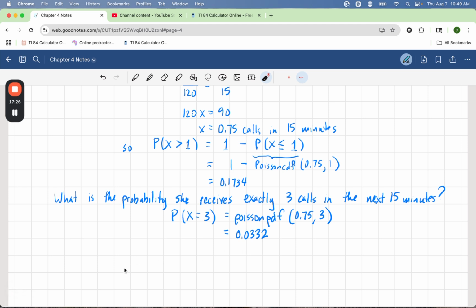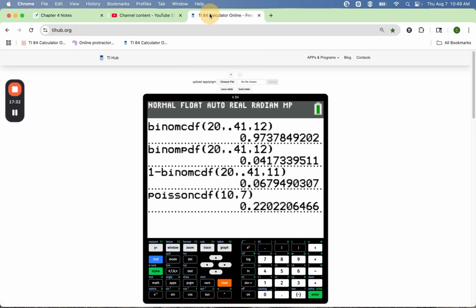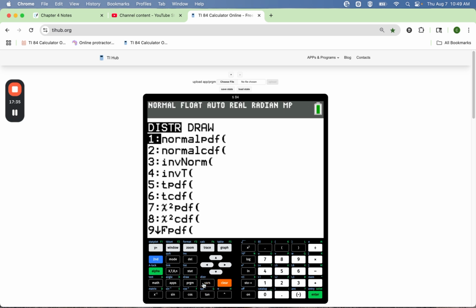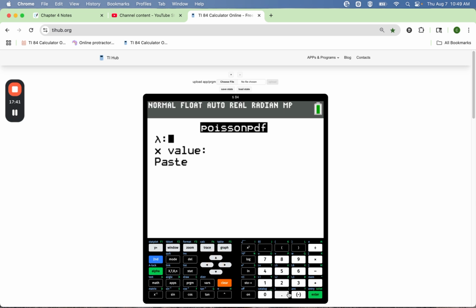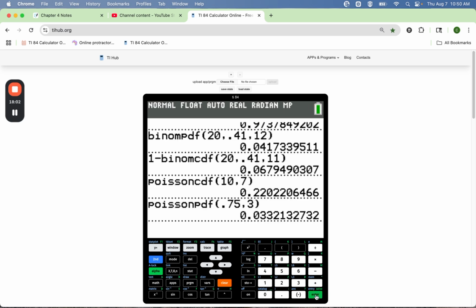What's the probability she gets exactly 3 calls in the next 15 minutes? Well, I'd use the Poisson PDF distribution for that one. So Poisson PDF, we go up here, and then our lambda value is 10 again, actually it wasn't 10, it's 0.75. I'm in a different example, silly. Okay, so let's clear that out. We want to put 0.75, and we want an x value of 3. And so 3.32% of the time, she'll get exactly 3 calls in the next 15 minutes.